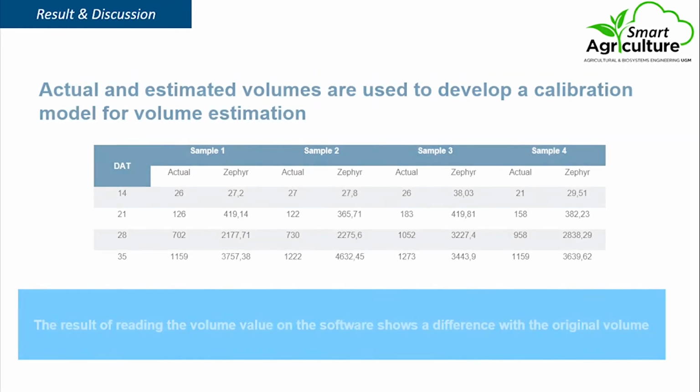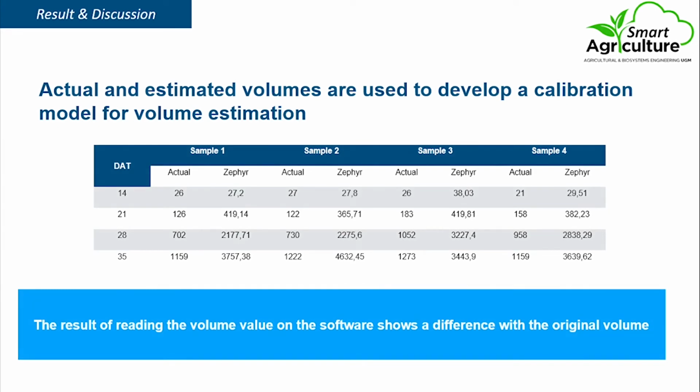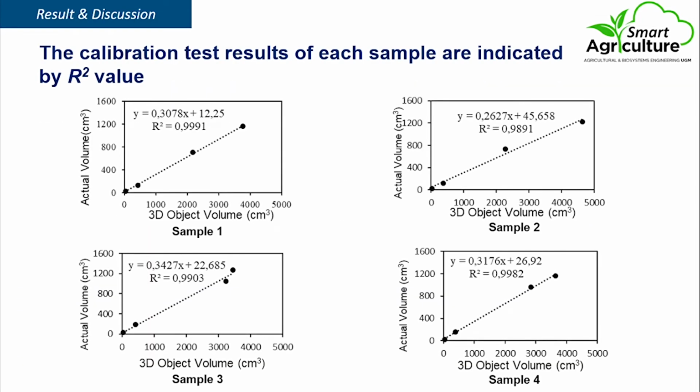Actual and estimated volume are used to develop a calibration model for volume variation. The result of reading the volume value of the software shows a difference from the original volume. The calibration test result of each sample is indicated by the R-squared value, and this figure shows the result of the linear regression test of the samples. The highest R-squared value is sample 1 with an R-squared of 0.9991, with the regression formula written y equals 3078x plus 12.25.